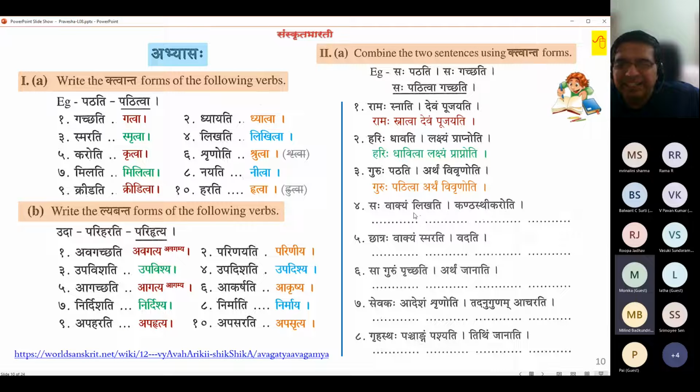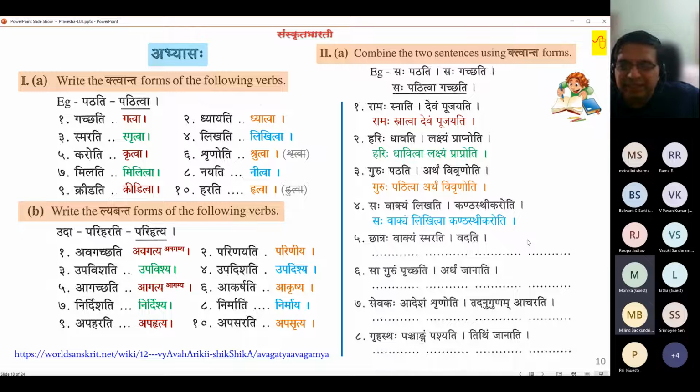सः वाक्यं लिखित्वा कण्ठस्थीकरोति. Correct. Likhitva sa kantasthi karoti. Likhitva. Very good. So after writing, he memorizes the word. Kantasthi karana, you see this beautiful phrase. So to make it belong to the throat. What that eventually means is to keep it on the tip of your tongue, as we say in English, is kantasthi karana in Sanskritam. Beautiful phrases.